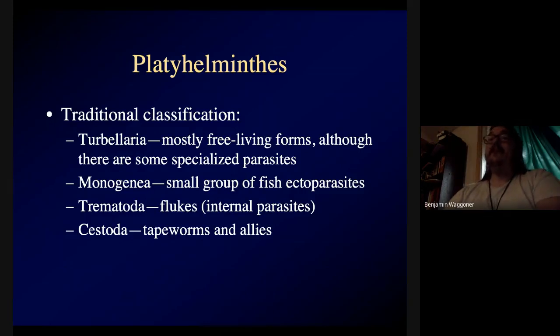And then the major parasitic groups would be monogeneans, Trematoda, and Cestoda. The trematodes includes the flukes. The cestodes includes tapeworms. The monogenea are a small group of parasites that mostly parasitizes fish, although a few of them show up in turtles, frogs, and hippopotamus eye sockets. That's the way we used to do this.